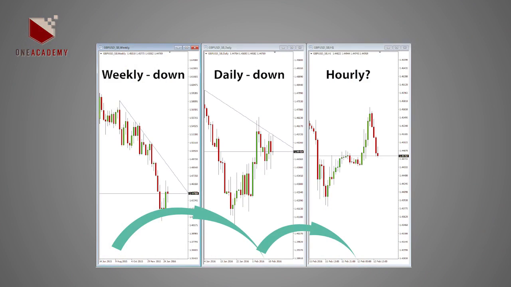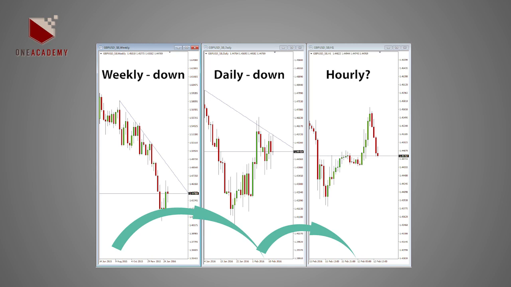happened in the larger time frame, the weekly for instance, and how this follows through to the smaller time frame, daily and hourly. If we are selling on the weekly and daily time frames, what is the logical outcome on the hourly? The trend continues and the sterling moves lower.